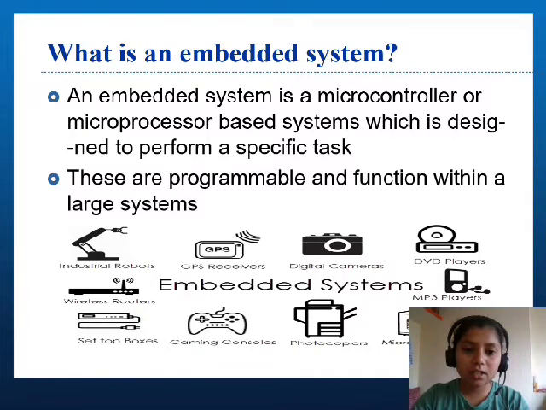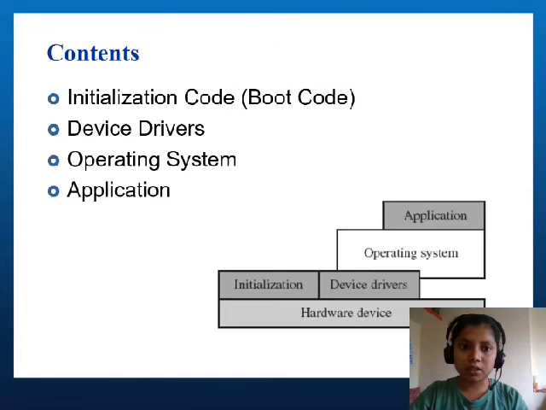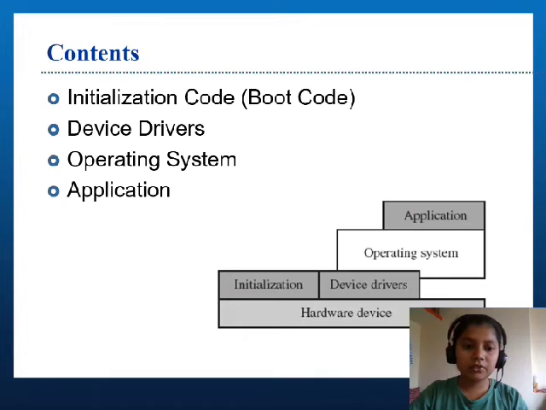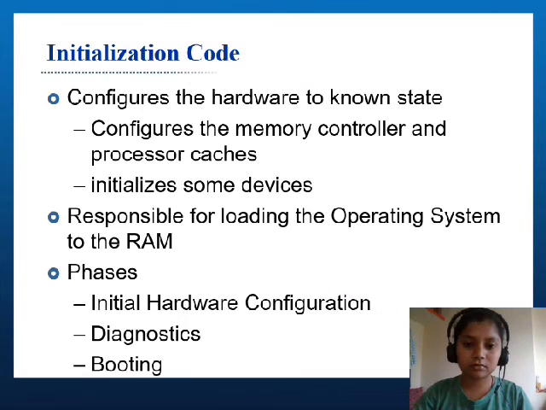So these are examples of embedded systems: the camera, the DVD player, the robots used in industries, and many more. So let's move on to the main topic. These are the four typical software components required to control an embedded system. That is the initialization code, that is the boot code, device drivers, operating system, and applications. So let's see them one by one.